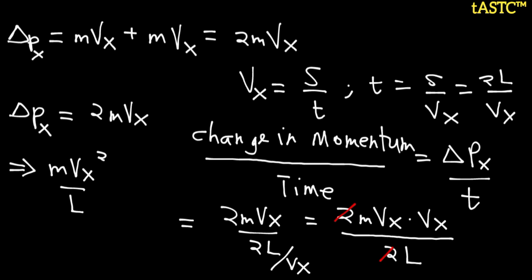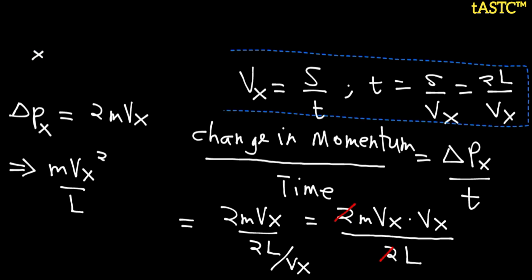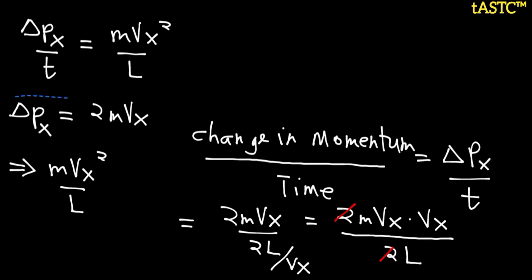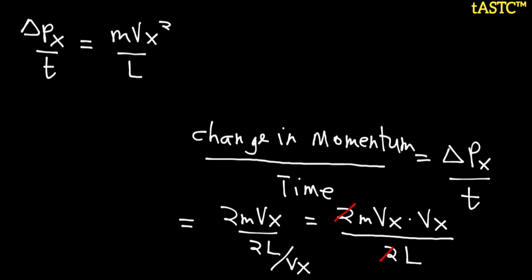So we're going to keep it in one place. Now, I'm going to wipe these out. So we have the change in momentum with respect to time in the x direction, or x-axis. That is mvx squared over L. So that is what we have. Now, what is the next thing that I need to do over here? What is going to be the next step?